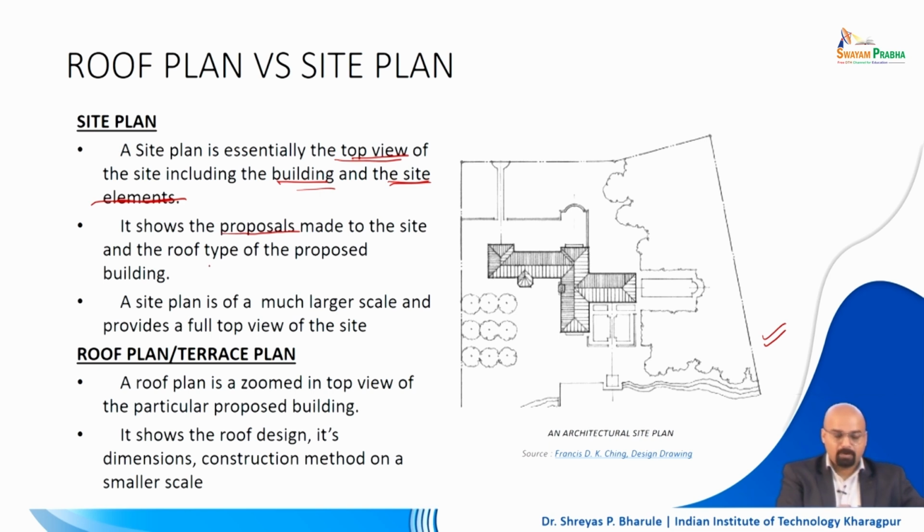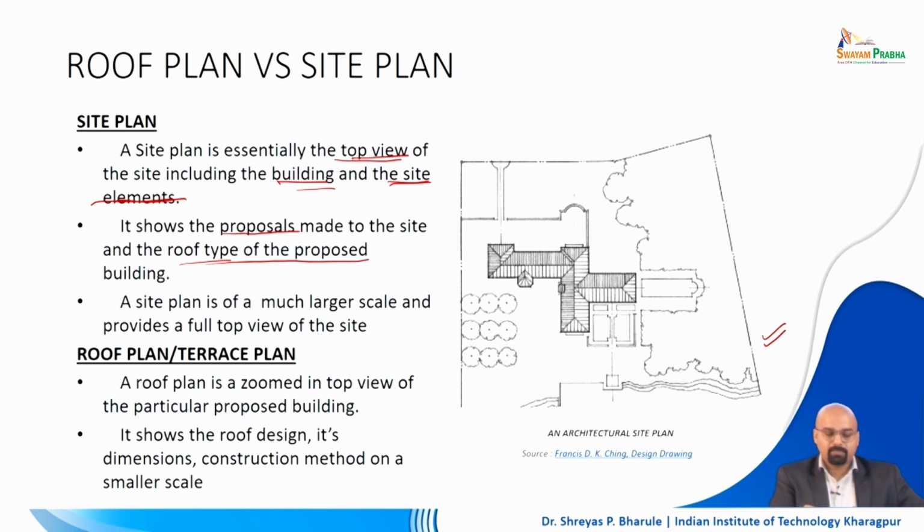The roof type of the particular building is also mentioned here. Looking at this example, you do see that it is a hip roof which is being proposed here. So, with this kind of structure, you understand that yes, this will have a hip roof, but we don't know how many floors it is, right. That we will know from the typical floor plan.